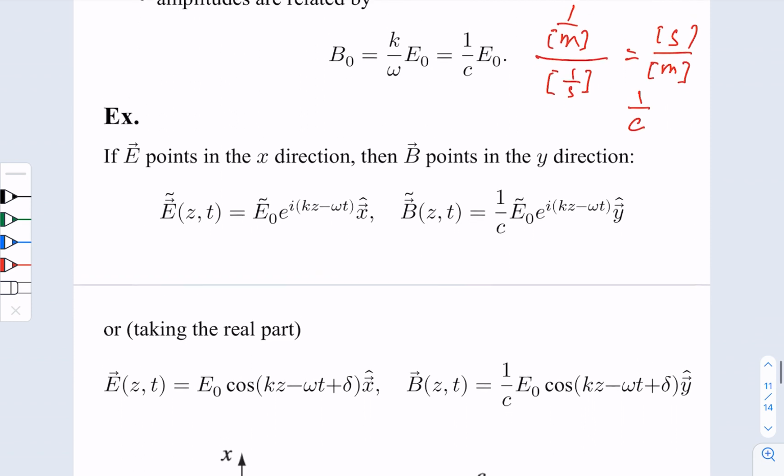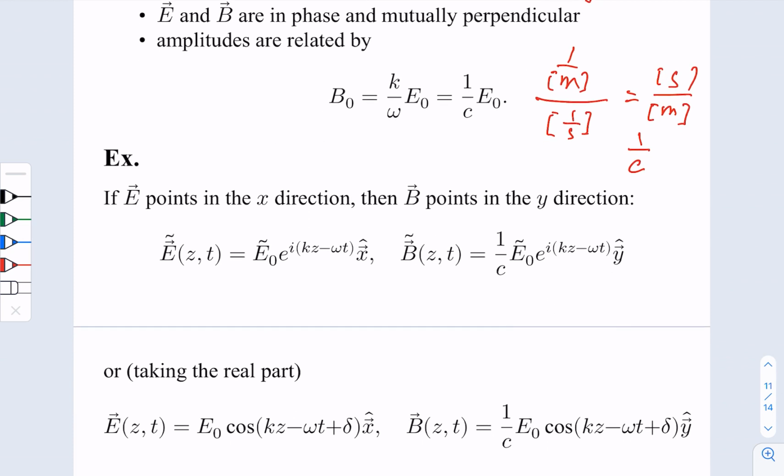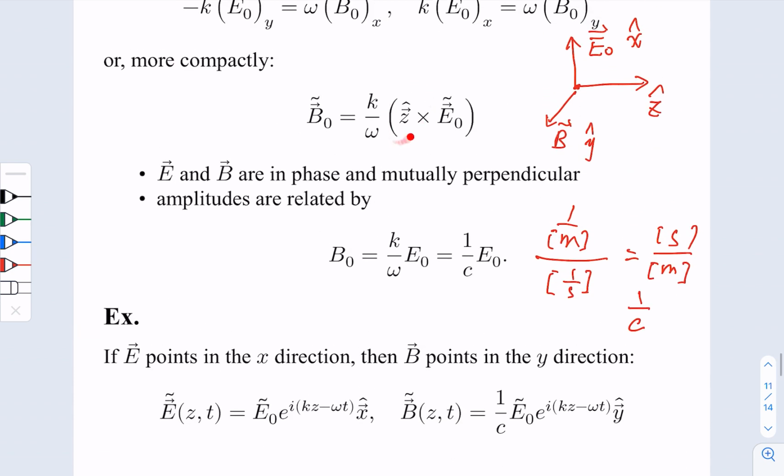So typically, when we express the wave functions of light, because the electric field is much more important than the magnetic field, we only express the E field explicitly, and you have to derive the direction of the magnetic field by taking the cross product of z cross E.